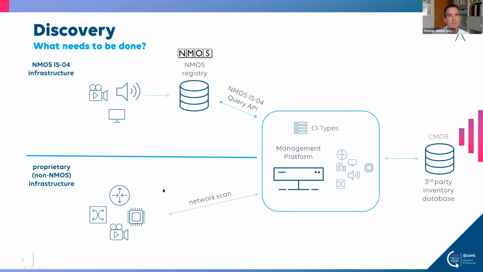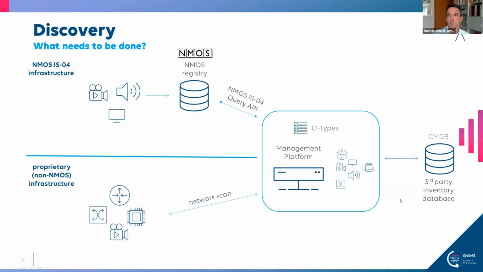If you have non-NMOS infrastructure, you need to do it in a bit of a different way. You can scan the network. Scanning the network means you fire certain commands to the network. If you get an answer from a device, you can find out who that device is. If that's a switch, if that's probably a camera, any other infrastructure can be detected in such a way. Or you have another database.